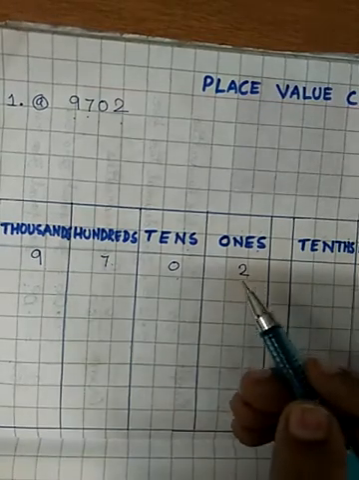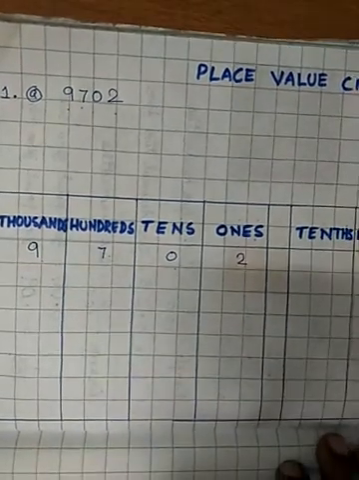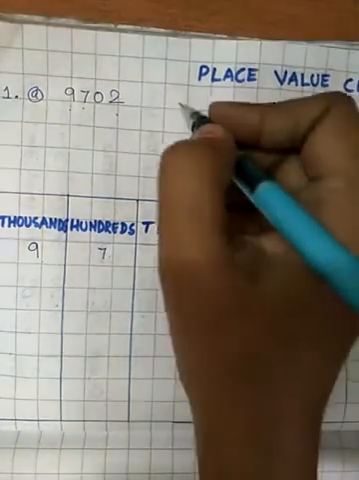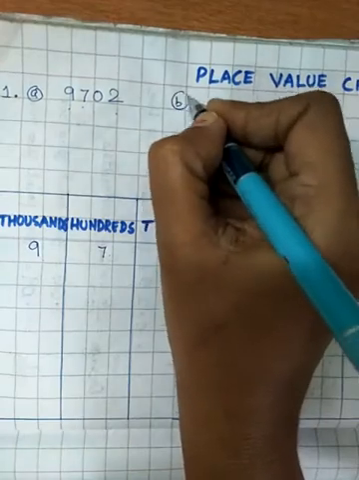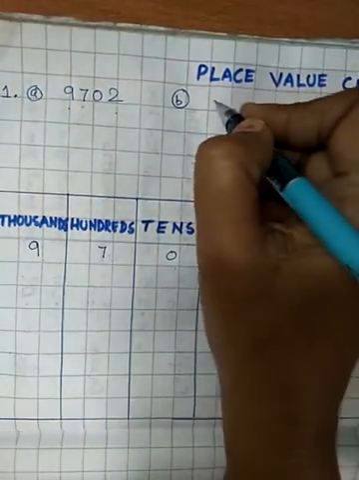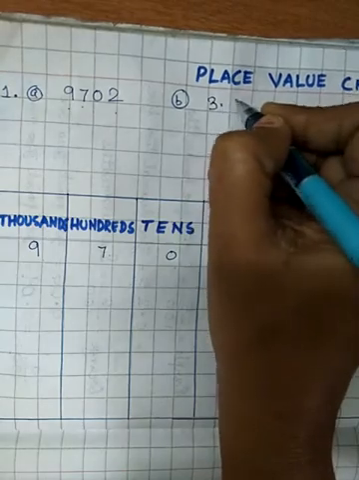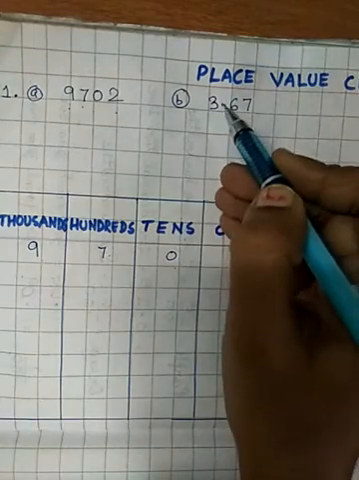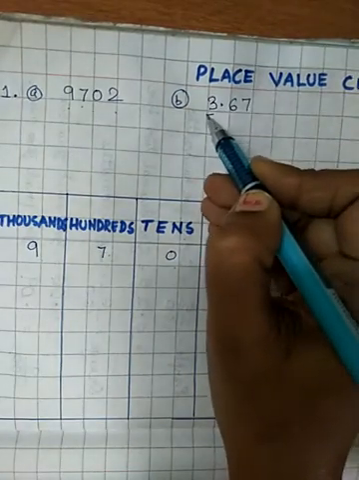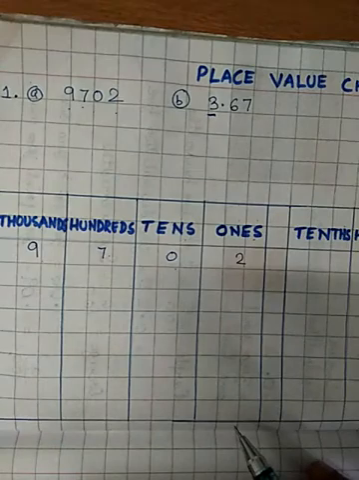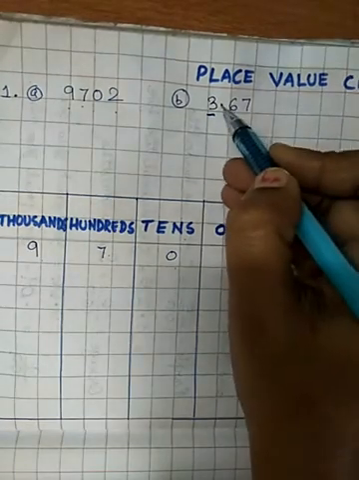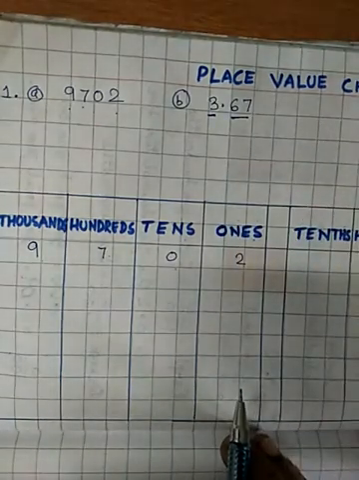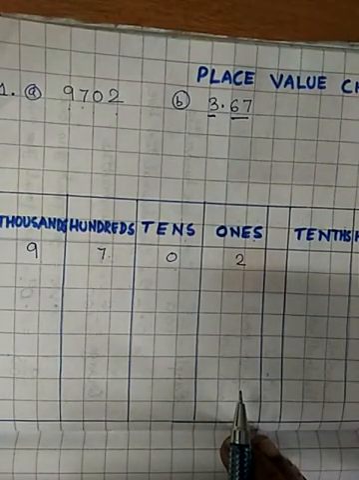But children, in this lesson, we are dealing with numbers with decimals, numbers which have a point. Okay, so what will we do if we have decimals? So now let us see, you have a number 3.67. So here the number which is before the point is a whole number, and the numbers which are after the point are fractional numbers or decimal numbers.